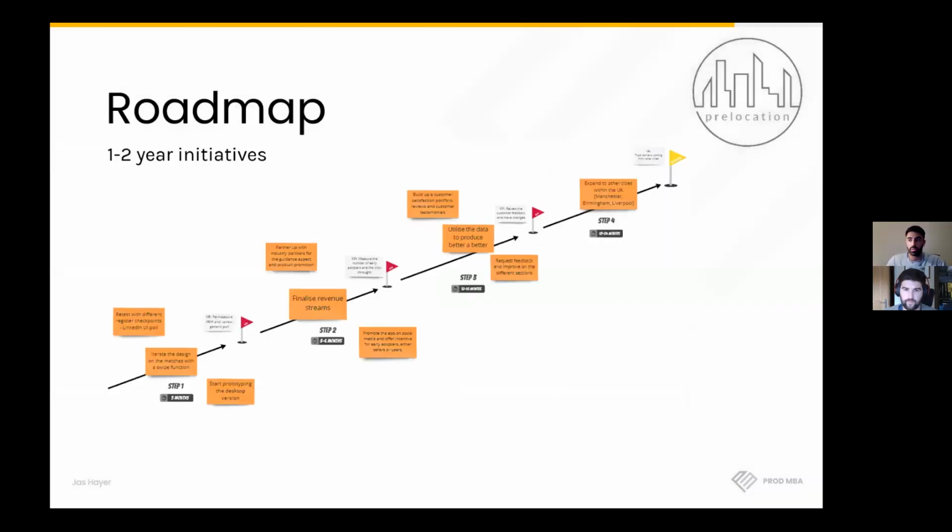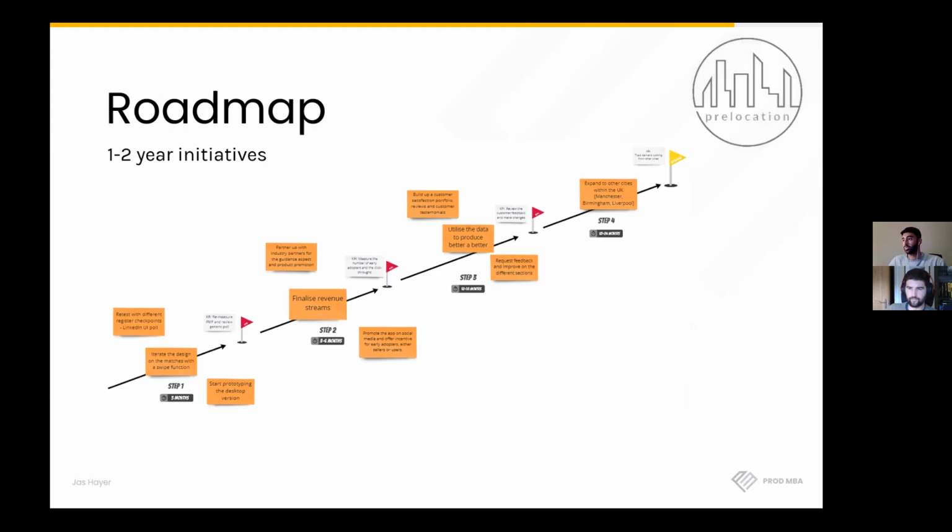So then I updated my product roadmap. Step one would be to iterate the design, and then also get some feedback on that design just to see if it's actually improved. Second step would be to finalize revenue streams, so to look to partner up with other product promoters and also to promote it on social media to start getting some early adopters, whether it's the people that are selling products in their homes or if they're users. And then the third step was to utilize the data better. So now that we've built up some users, we want to again get feedback.